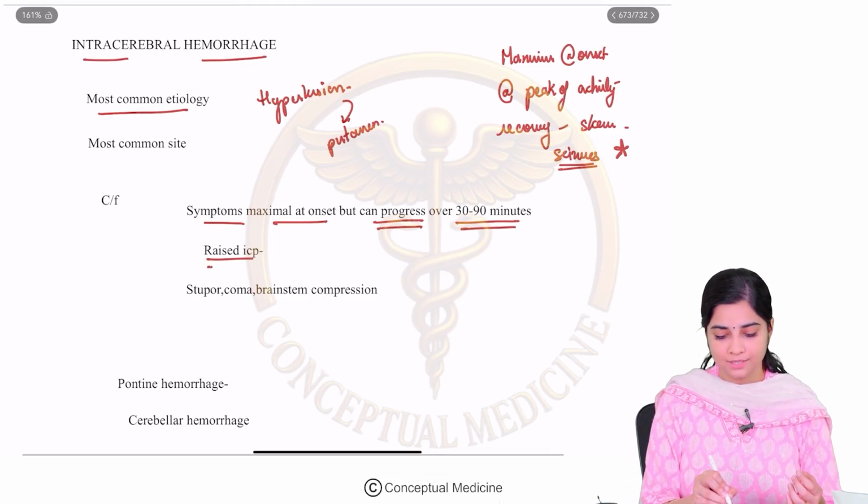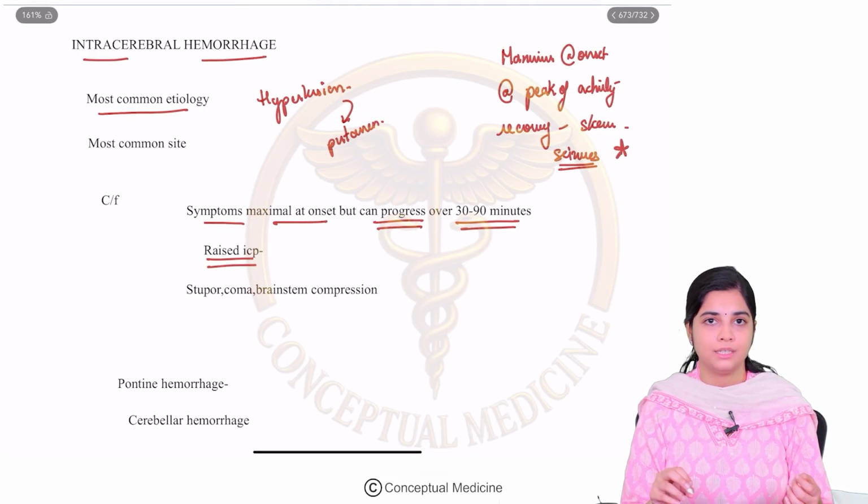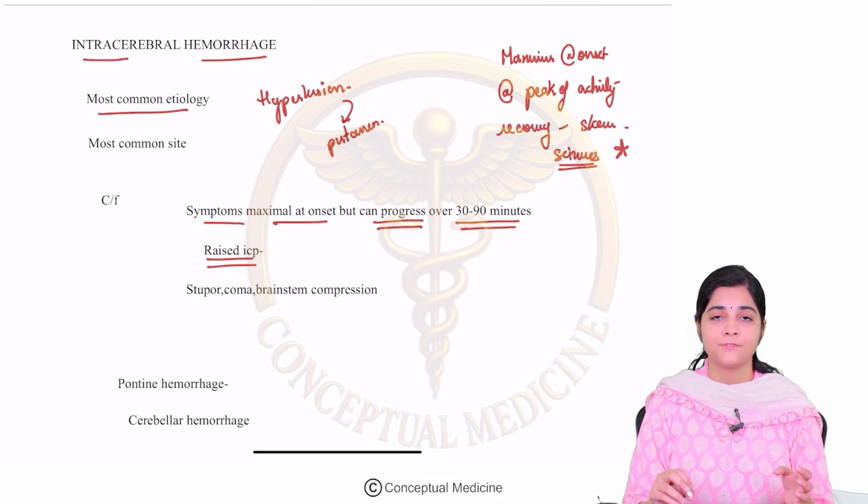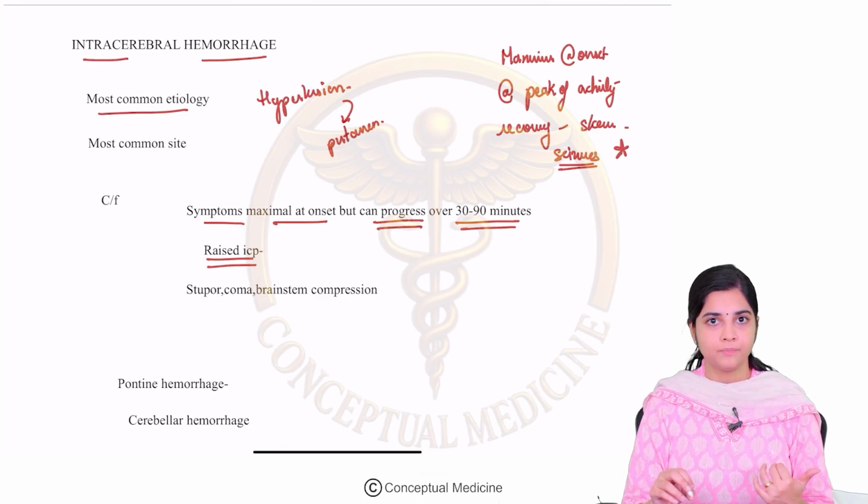And hence you can have symptoms of raised intracranial pressure. Especially because these are in the basal ganglia, or you can have bleeds in the brainstem and the cerebellar hemisphere, these are more prone to raised ICP, right? They are more prone to raised ICP because they are enclosed within the smaller cavity. So, raised intracranial pressure symptoms are more common here.